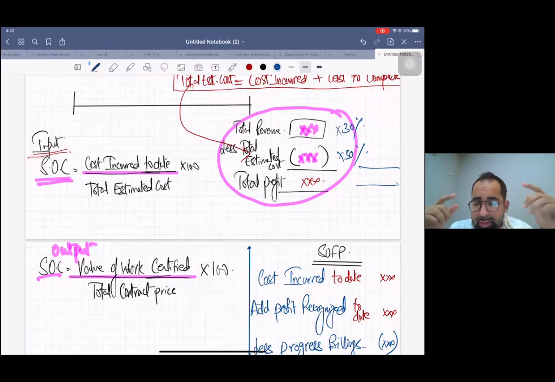Now you may ask, sir, you just told us the key step is always to check whether the contract is in profit or loss, and I have just discussed the case of profit. If profit is expected, then book it according to stage of completion. What if there is a loss? If a loss is expected, then book the full loss immediately. Prudence.